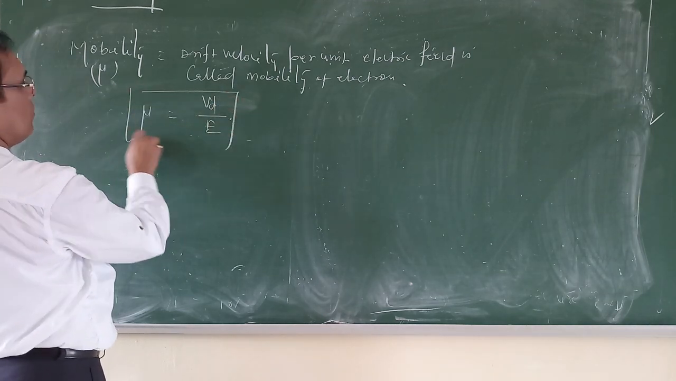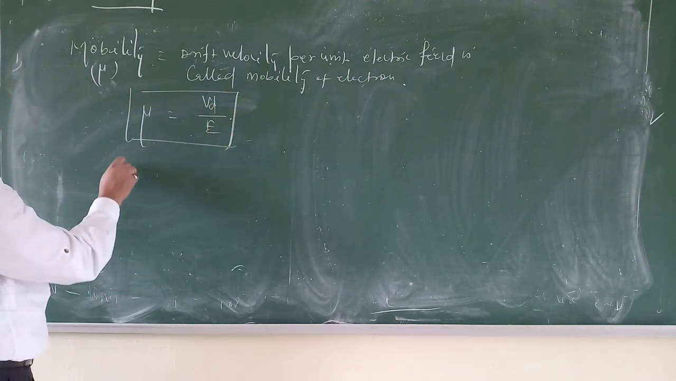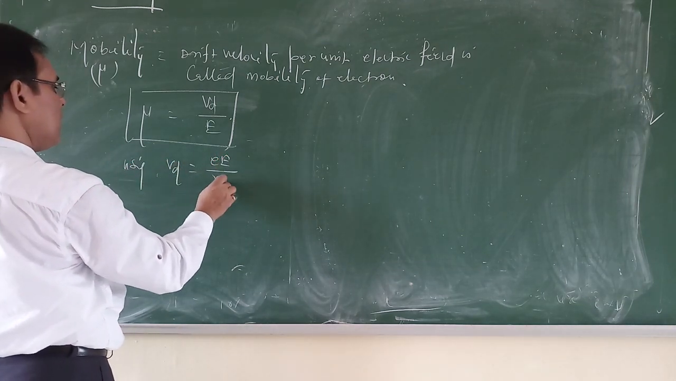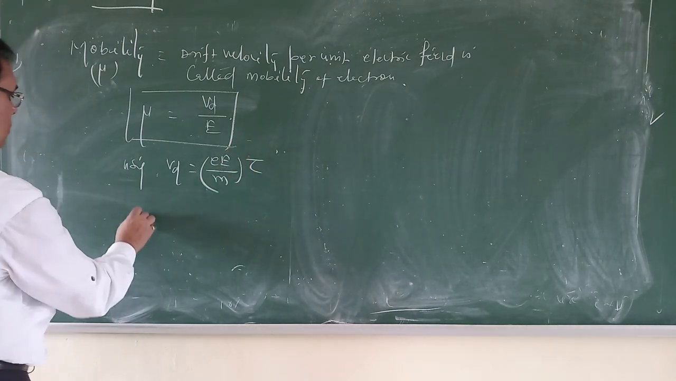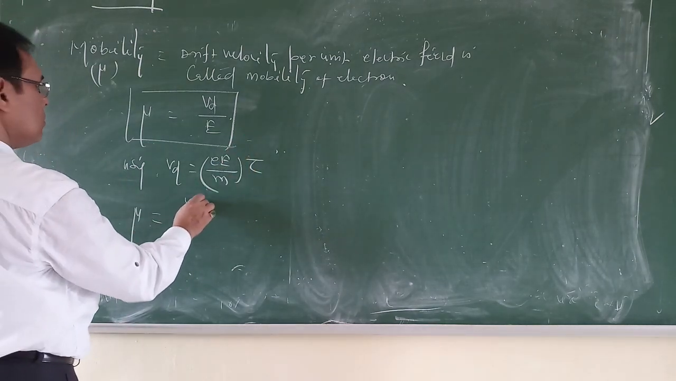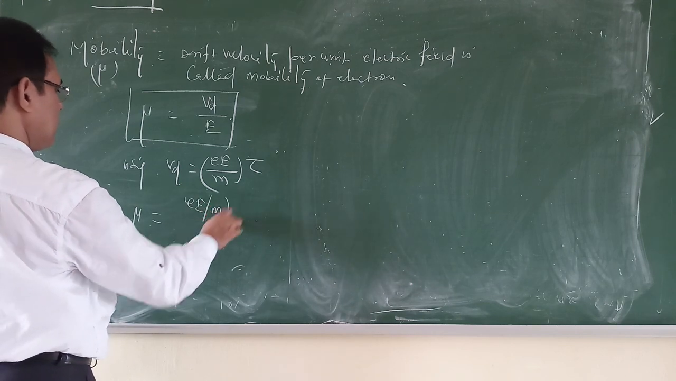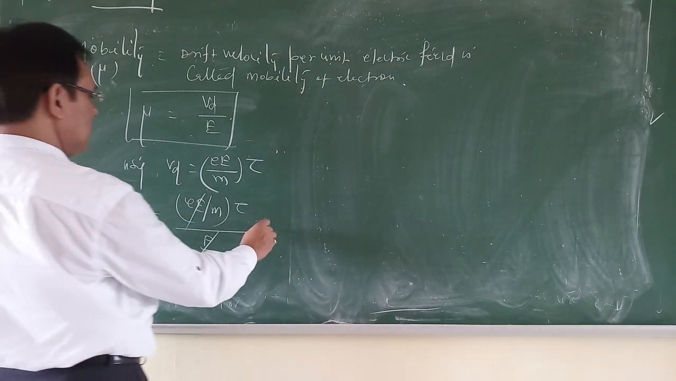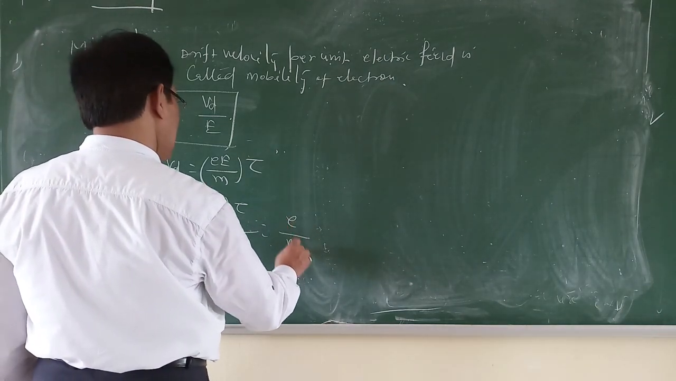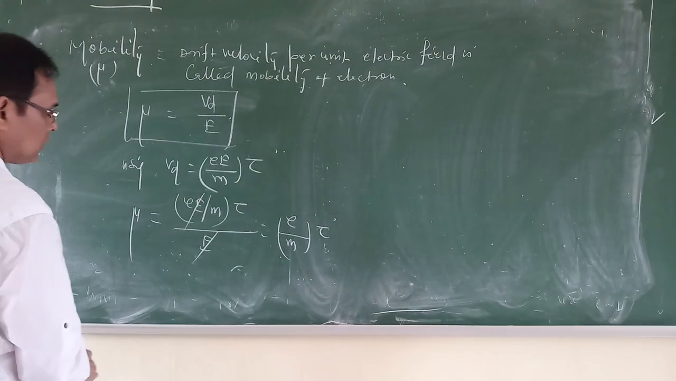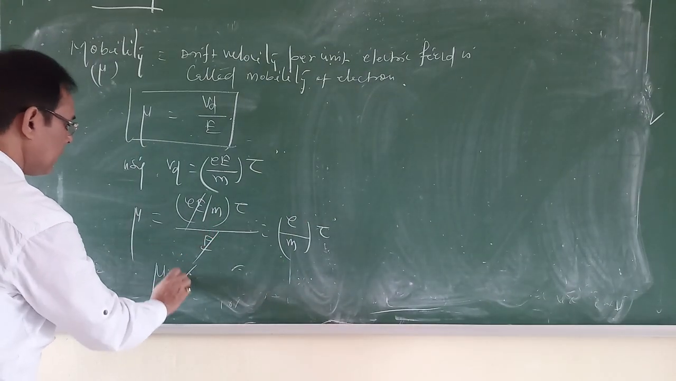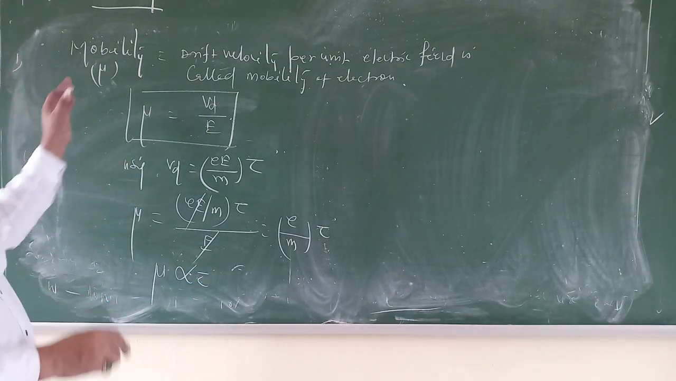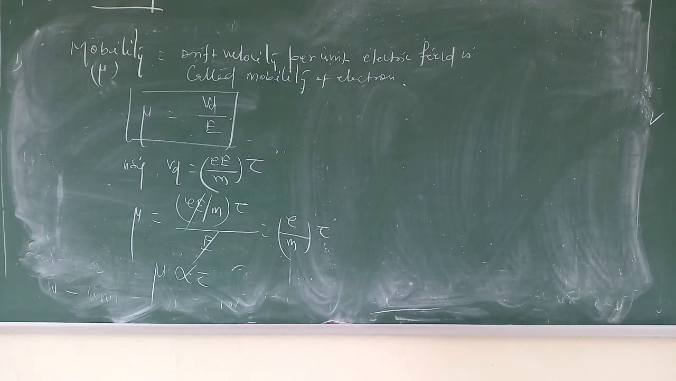This is the formula. Now you can use Vd equal to (eE/m) into tau. So mu equal to (eE/m) tau divided by E. So this is cancelled. You are getting (e/m) into tau. So mobility is directly proportional to relaxation time. So this is the mobility of electron.